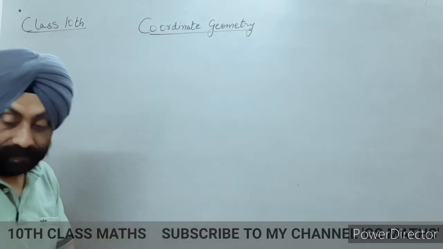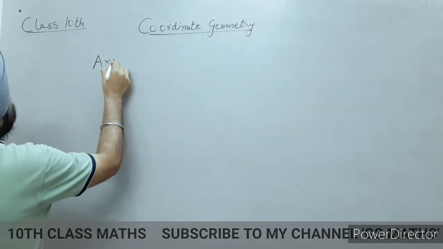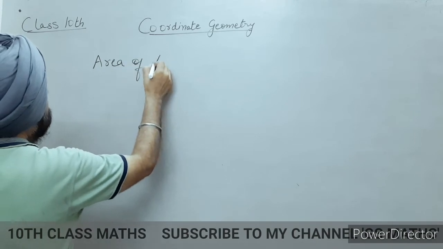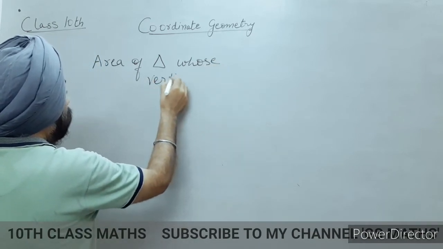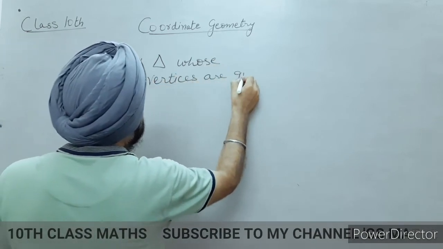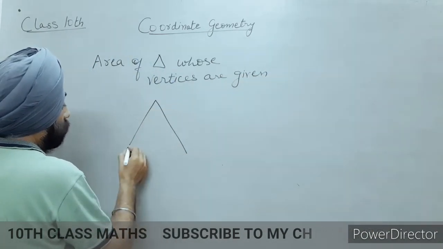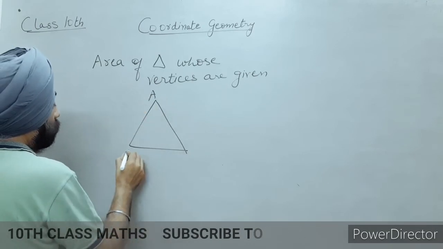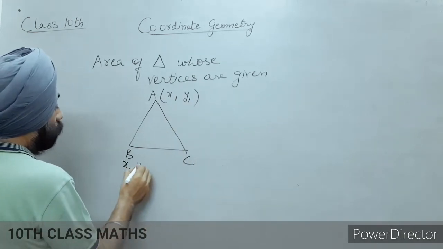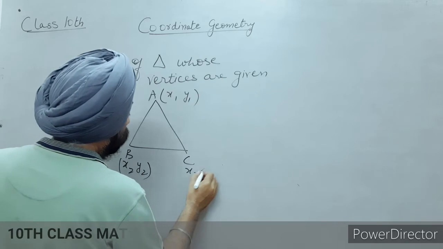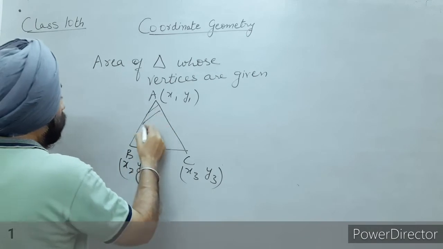Now the last, but not the least, how to find the area of a triangle whose vertices are given to us. Let me draw it. This is vertex A, B and C. This point is x1, y1. This is x2, y2. This is x3, y3. Now I need to find the area of this triangle ABC.